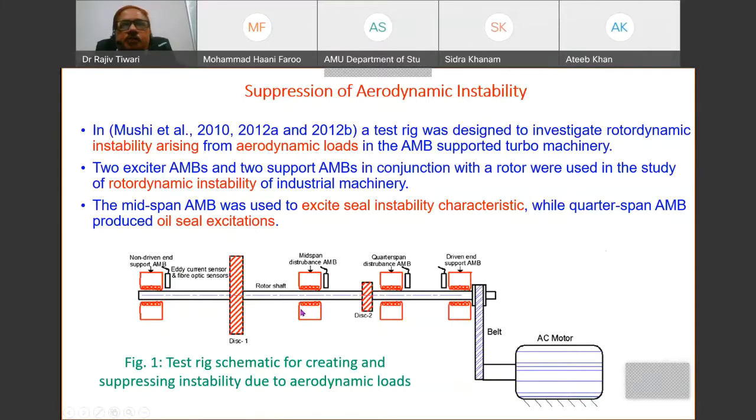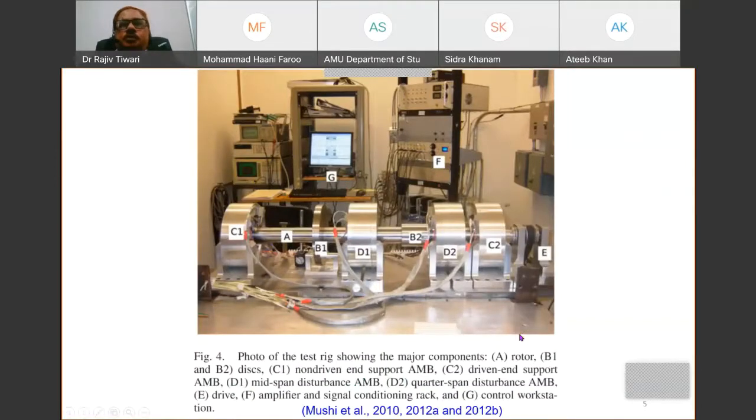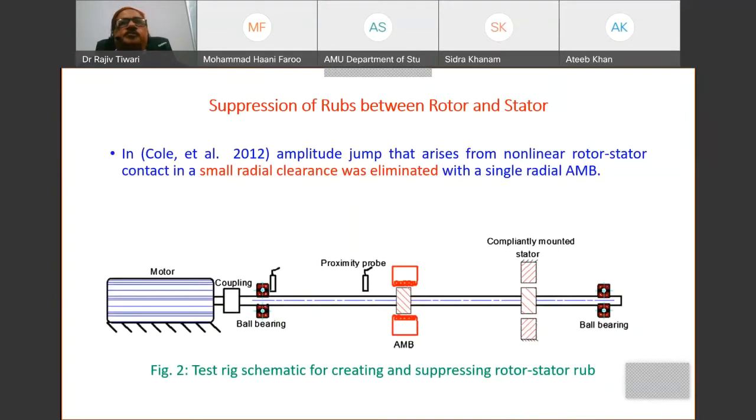So they wanted to give instability through this, and then they wanted to control that instability to demonstrate that can be controlled through the magnetic bearing. So this is one of the application, and this is the test rig which they used. So these two end bearings were supporting the rotor. In between, these two were giving the disturbance in the form of aerodynamic forces, and the end bearings were suppressing that effect. Apart from this, people used magnetic bearing for rub related suppression.